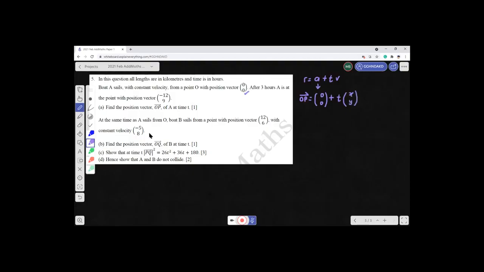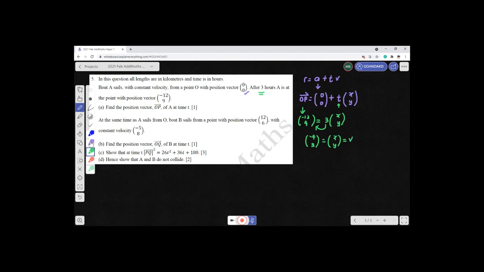you are not sure what that is because they didn't tell you. But what they give you is the position vector after 3 hours. So your OP will be -12, 9. We don't care about 0, 0 because 0, 0 is basically nothing. So the t is 3 hours, x, y. Can I find the velocity now? Yes, I bring the 3 over and divide. So I get -4 and 3. So this is my x, y, which is also my velocity.